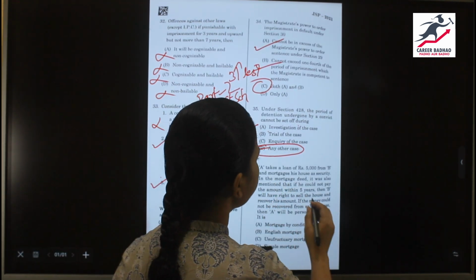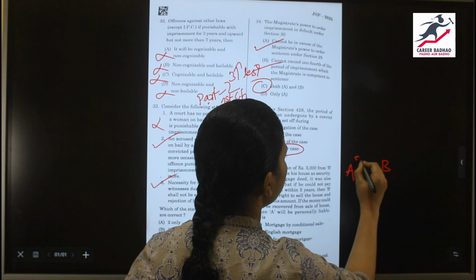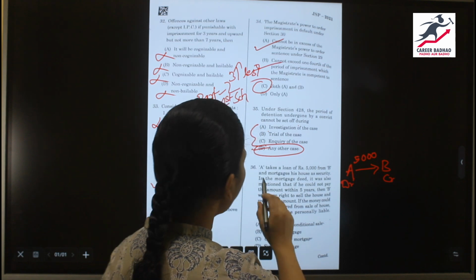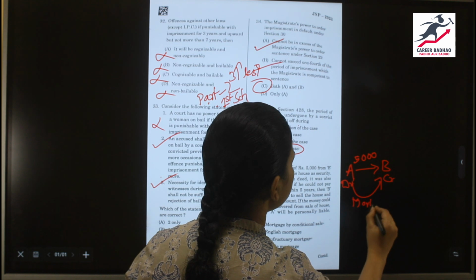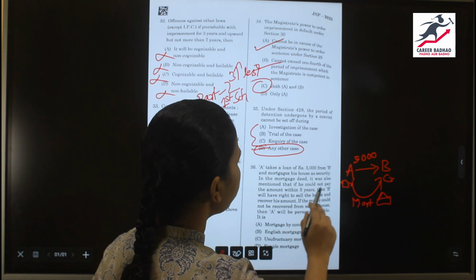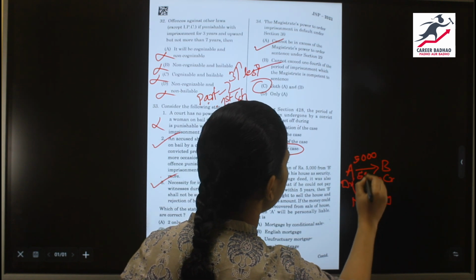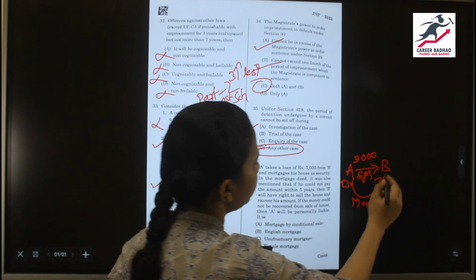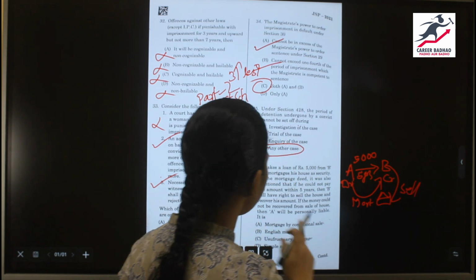Let's move to question number 36. A takes a loan of rupees 5,000 from B. Okay. So A is the debtor and B is the creditor. And he mortgages his house as security. It was also mentioned that if A could not pay the amount within 5 years, then B will have a right to sell the house and recover his amount. Then B can sell the house and recover the amount.